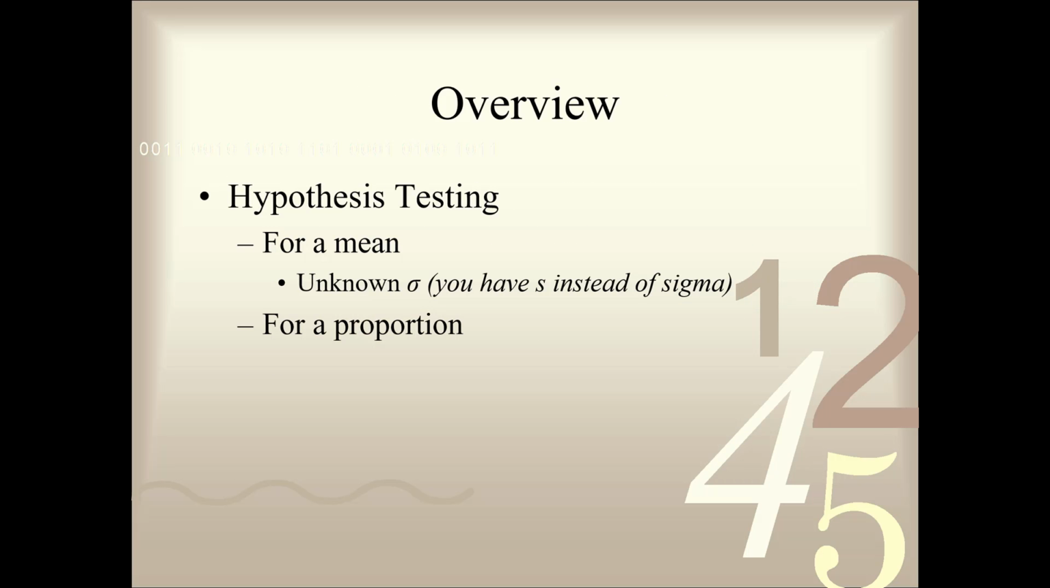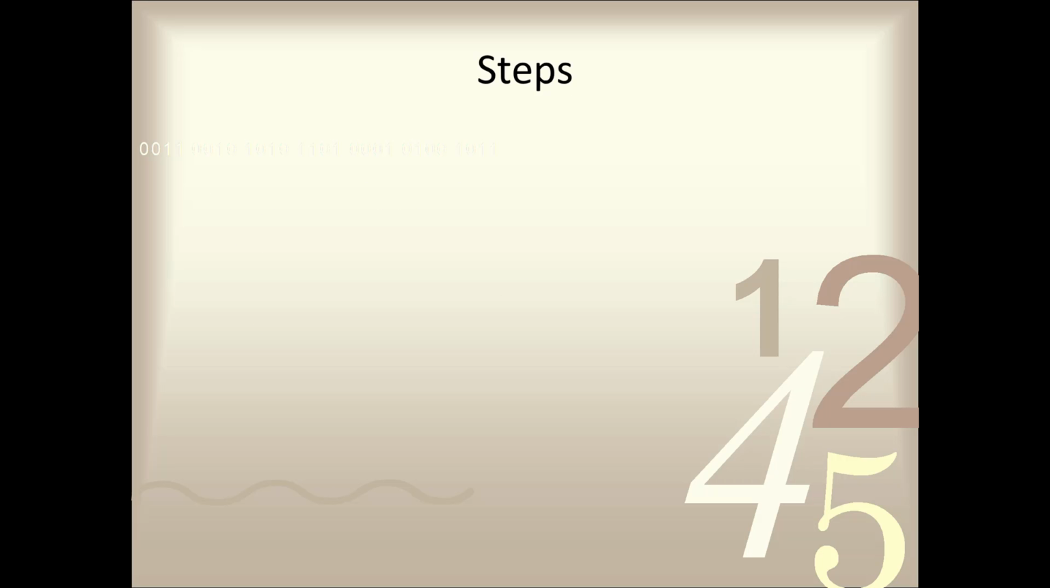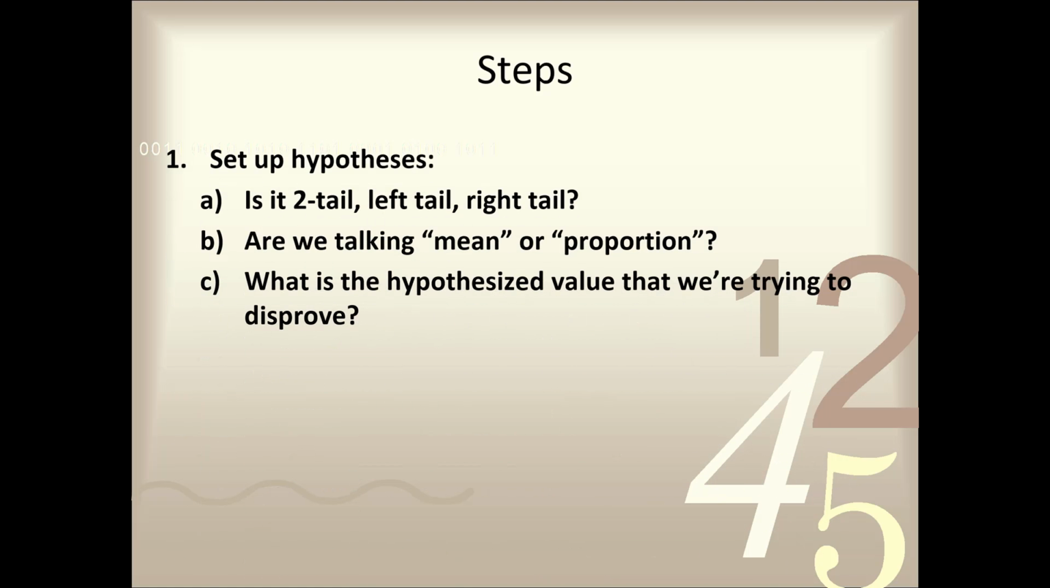Okay, so an overview of this chapter: we'll do hypothesis testing for a mean, and we'll also do it for a proportion. We saw that in the past with confidence intervals and sample sizes. There were problems that focused on averages, and problems that focused on percentages. For both types of problems, there are a few steps, and these steps apply to chapter 10 as well.